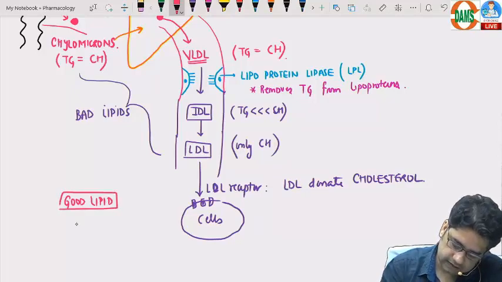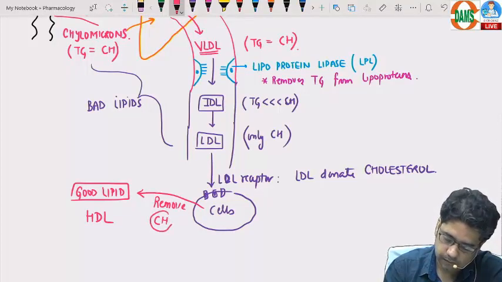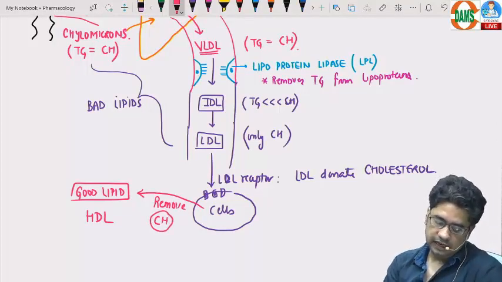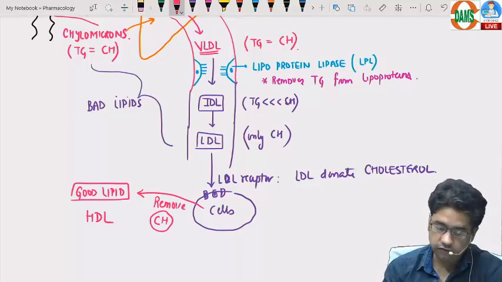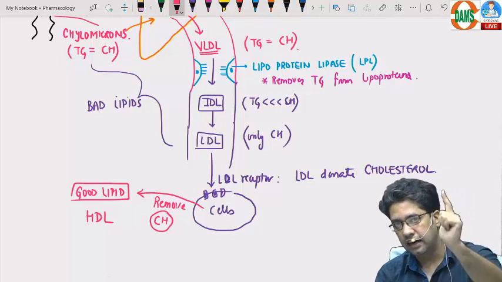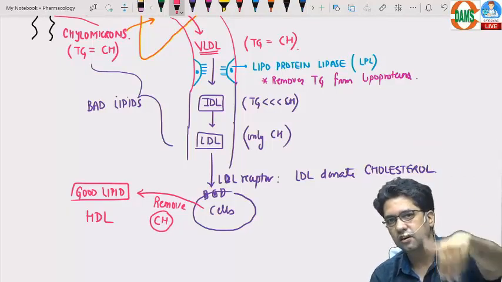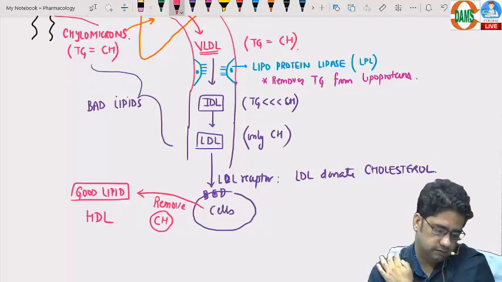That good lipid is HDL, because HDL removes cholesterol from abnormal sites. So if the level of HDL is high in your body, it means you will have less chance of atherosclerosis.